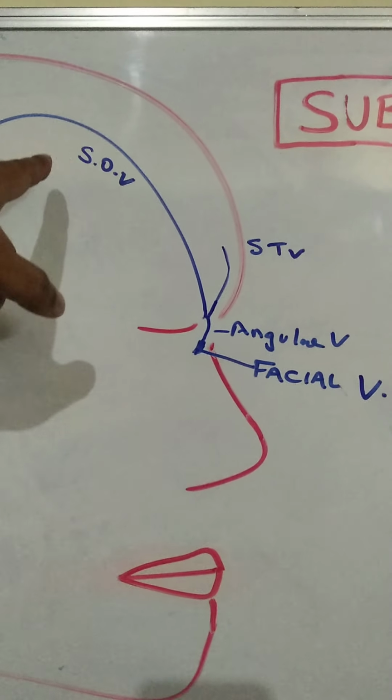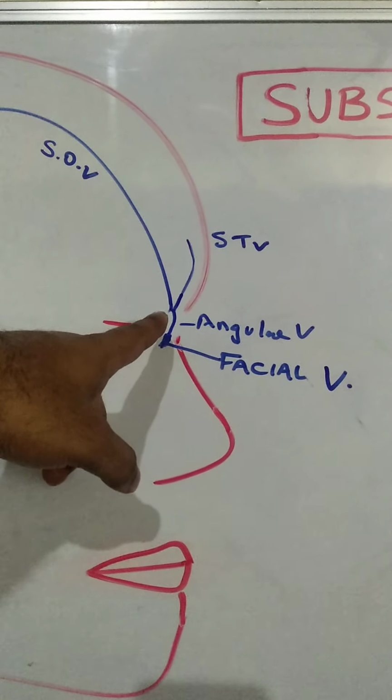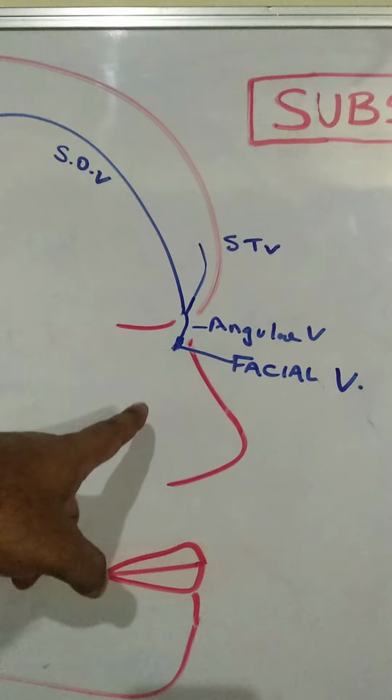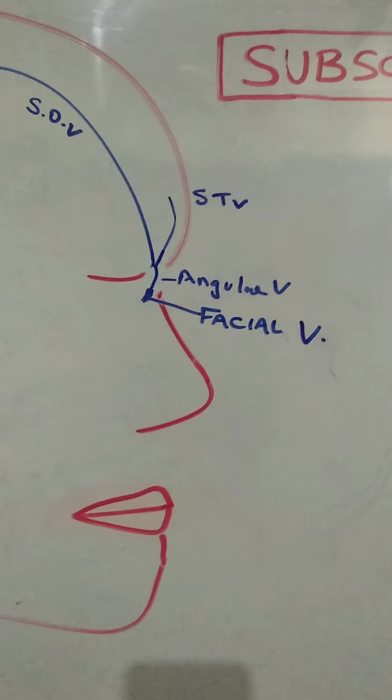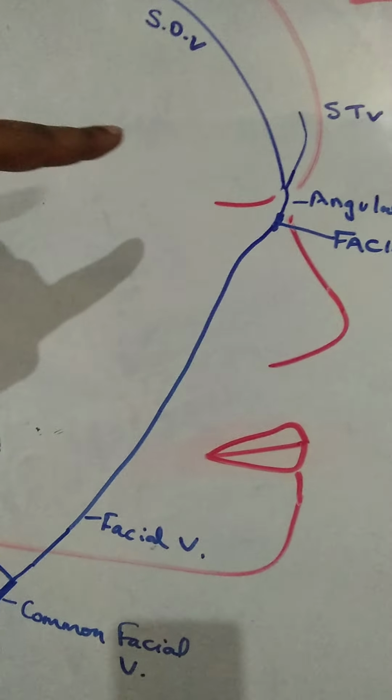Both these veins, supraorbital and supratrochlear vein, join at the medial angle of the eye to form angular vein. This angular vein continues in the face as facial vein. So that marks the beginning of the facial vein. Coming to the course of the facial vein.